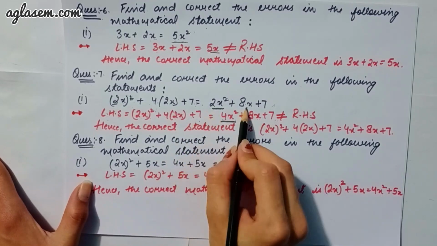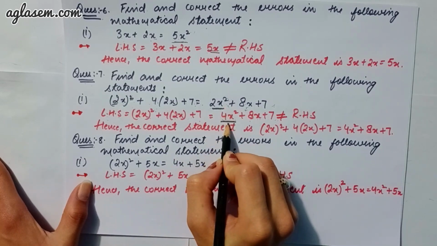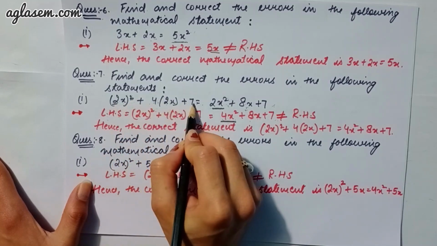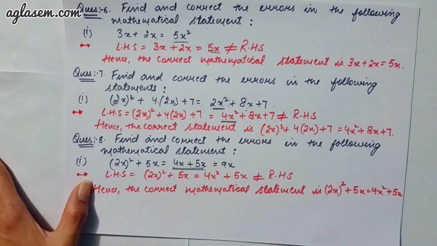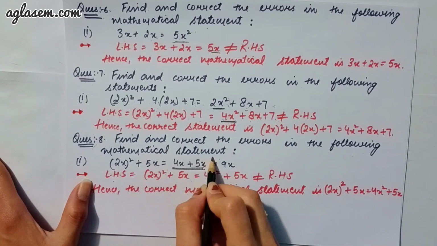It means LHS is not equal to RHS. So the correct statement is 2x whole square plus 4 into 2x plus 7 is equal to 4x square plus 8x plus 7. Moving to our eighth question which says, find and correct the errors in the following mathematical statement.